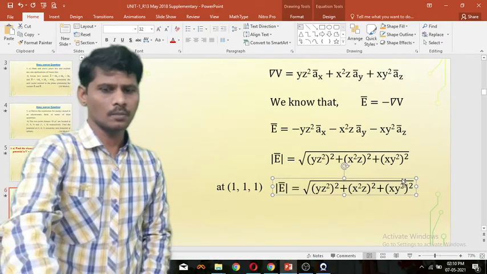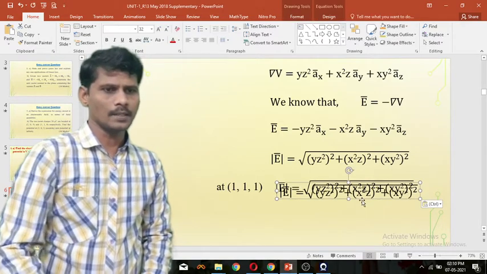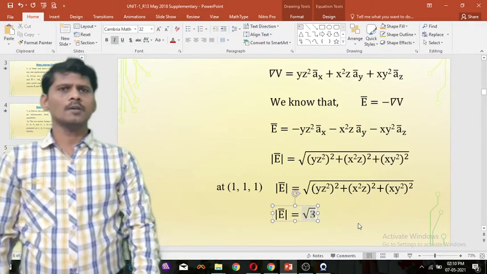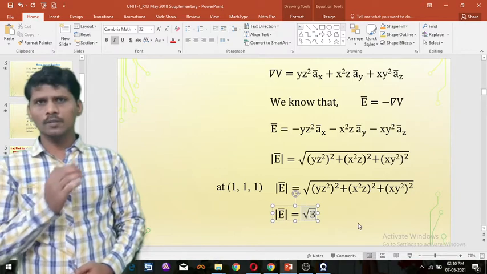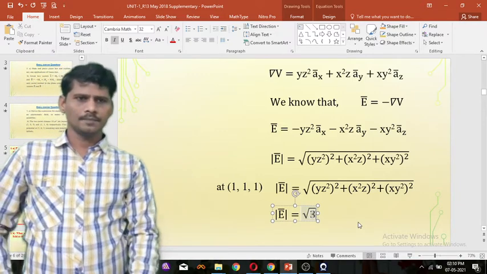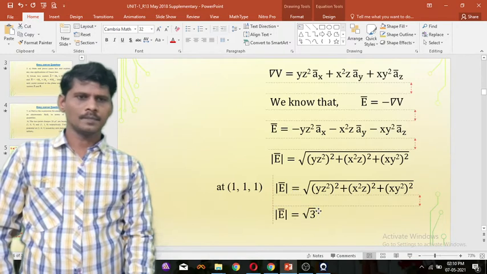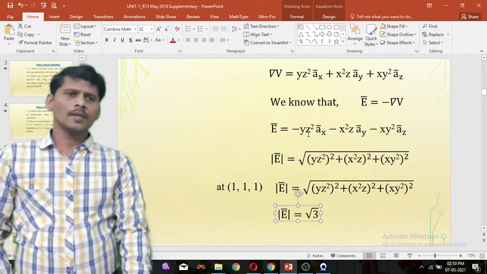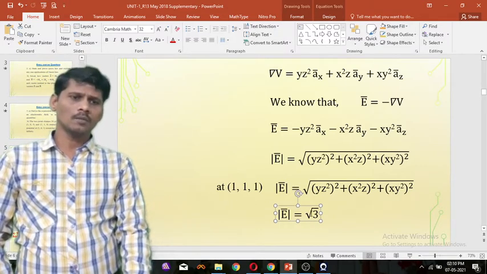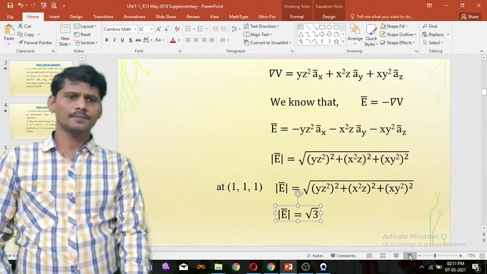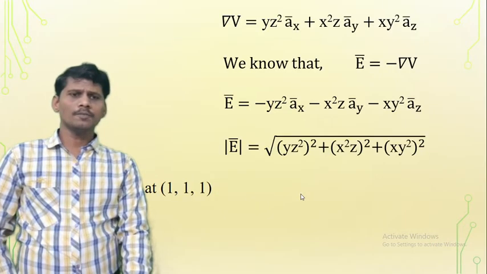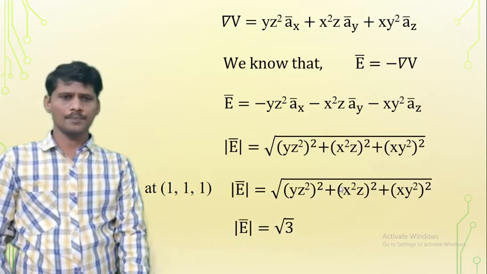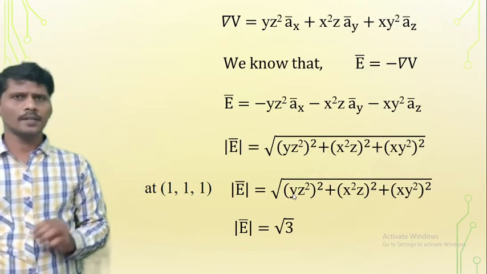At (1,1,1), the magnitude of the electric field intensity is square root of 3. So this is the electric field intensity at (1,1,1). And in terms of unit vectors, in that expression substitute the x, y, z values, that is 1, 1, 1, and we get the electric field intensity E bar equal to minus ax bar minus ay bar minus az bar. Okay, so this is the question number 1a explanation.